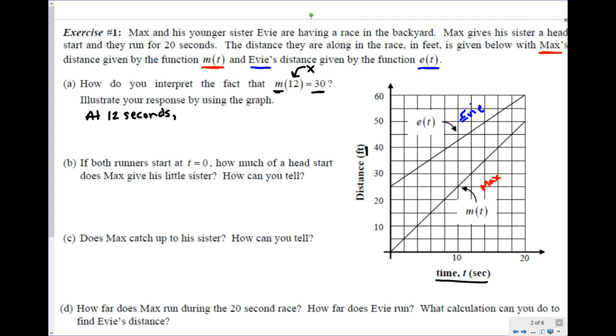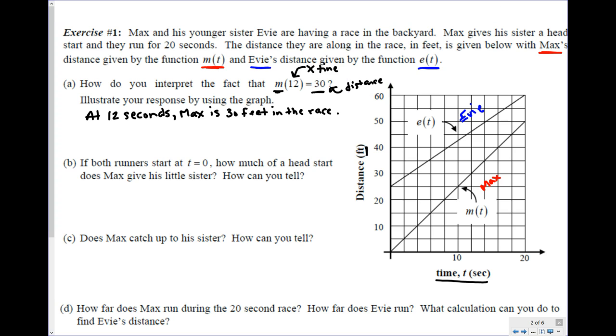Who's going 30 feet? What graph goes with m? Max. So at 12 seconds, Max is 30 feet in the race. That's what this function notation means. So that's time, and the 30 here is your distance. Okay?